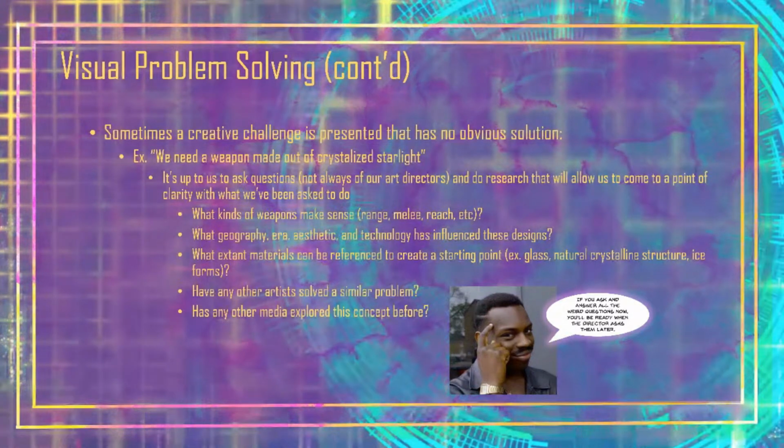And this is where research really gets in. What materials already exist that you can look at to create a starting point? So for this, we have crystallized starlight, so you could look at glass, you could look at natural crystalline structures, you could look at ice forms. Those all give you a starting point.